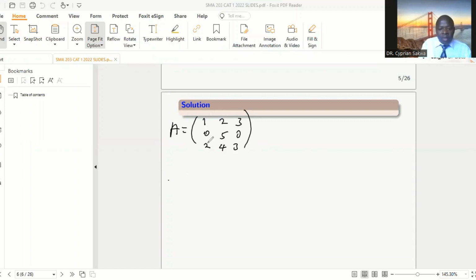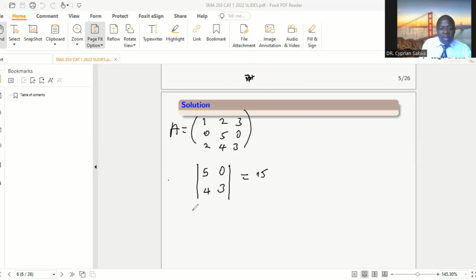The minor of 1 is the determinant of the matrix formed when you delete the row of 1 and the column of 1. So when you delete the row of 1, the column of 1, the matrix that is left is 5, 0, 4, 3. So this determinant is the minor of 1, or the minor in the position 1, 1. So this minor is just 15 minus 0. What about the cofactor? The minor is 15.